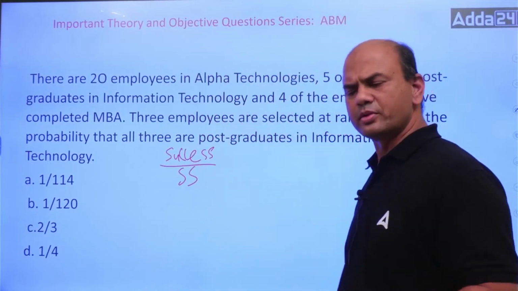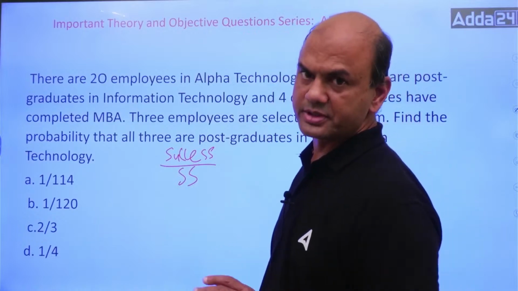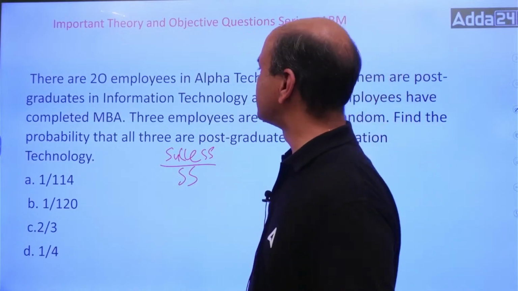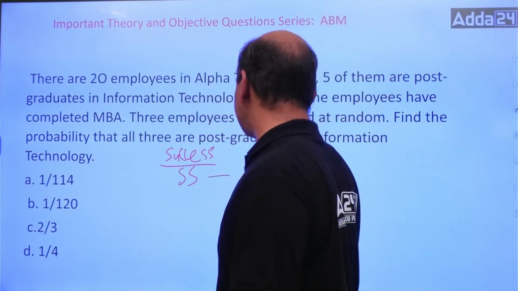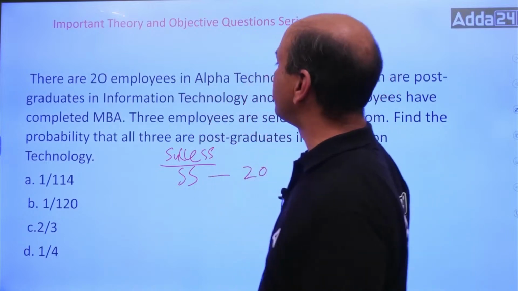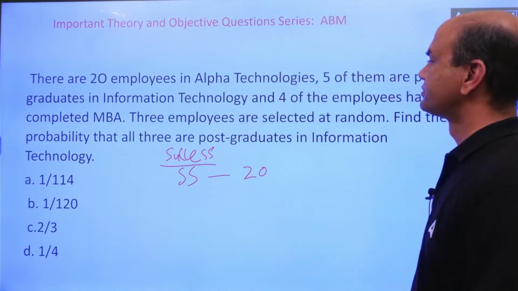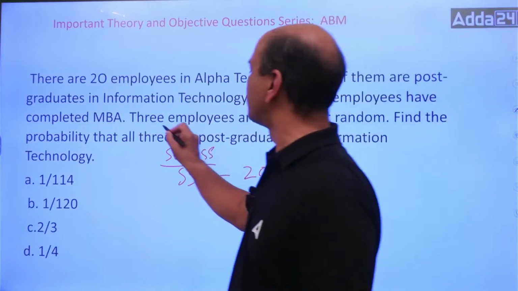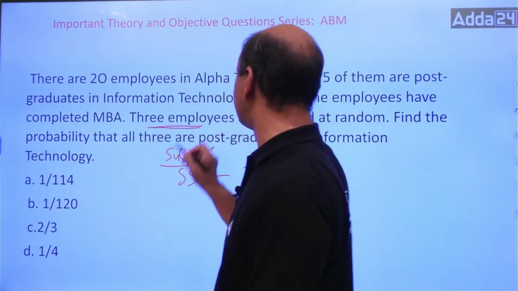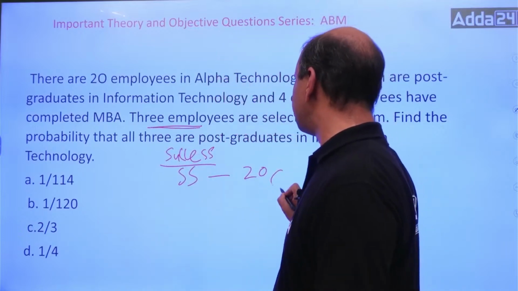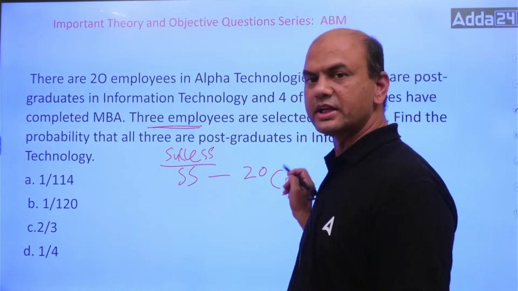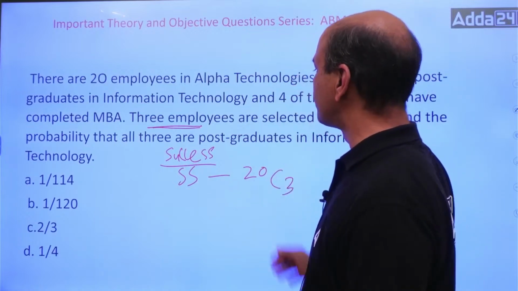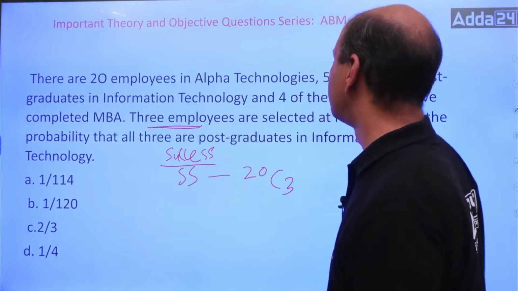What is the sample space? Always try to solve denominator first. What is the sample space? Sample space means total, how many employees are there? 20 employees. 20. Out of them, how many you have to select? 3 employees are selected. You have to select 3. So 20C3. Out of 20, you have to select 3. Okay? So 20C3.